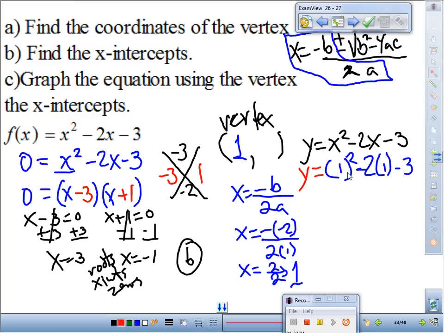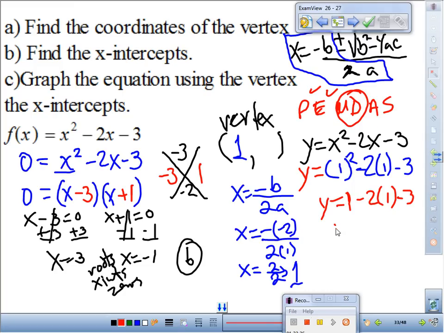So let's see. Order of operations. Parentheses, I can't do anything. I'm going to write here, PEMDAS. Parentheses, nothing. Exponent, yes, this is 1. Y equals 1. I'm going to bring down the negative 2 times 1 minus 3. Multiplication, yes, right here. This is y equals 1 minus 2 minus 3. And then at the end, addition and subtraction from left to right. 1 minus 2 is negative 1, minus 3. That's negative 4. Are we there so far? So this is negative 4.